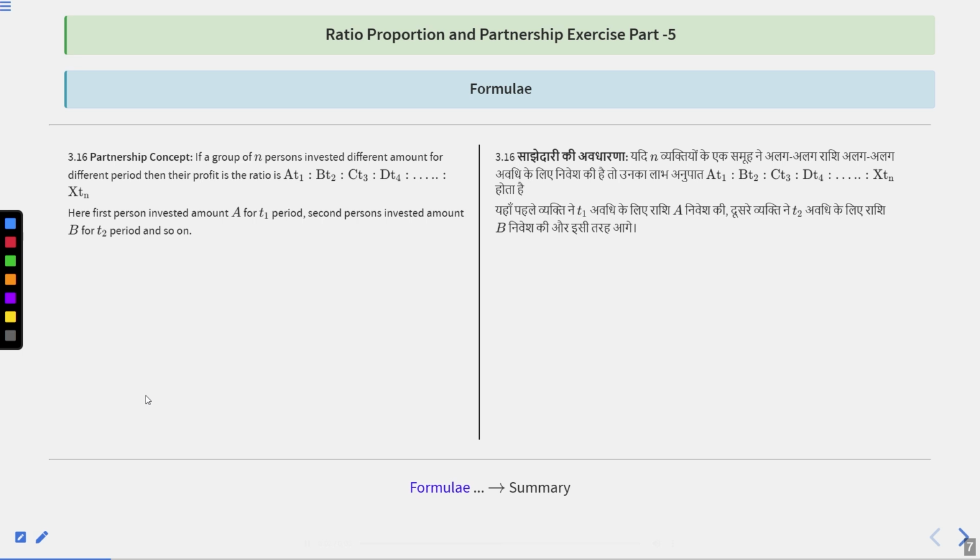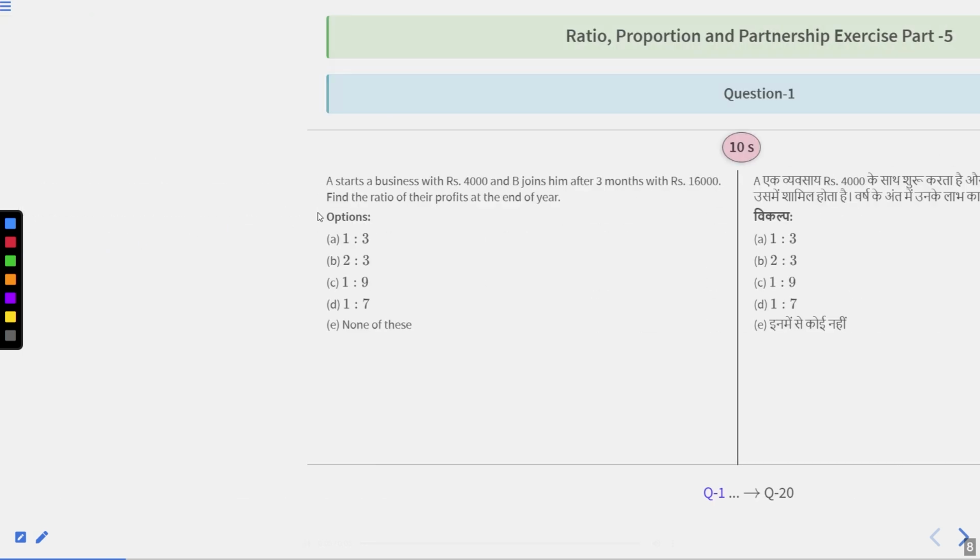Next one is partnership concept. In a group of n persons invested different amounts for different periods, their profit ratio is A into T1, B into T2, C into T3, D into T4, and so on up to N into Tn. Hence, here the first person invested amount A for T1 period, the second person invested B amount for T2 period, and so on. Okay. Now we will see some questions.